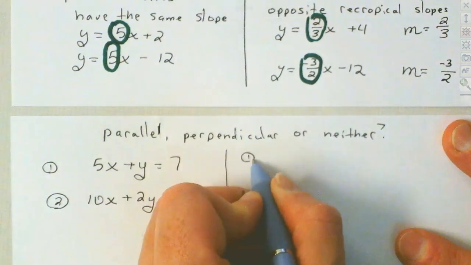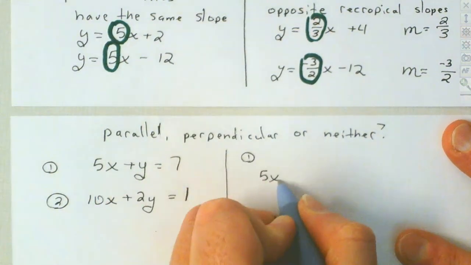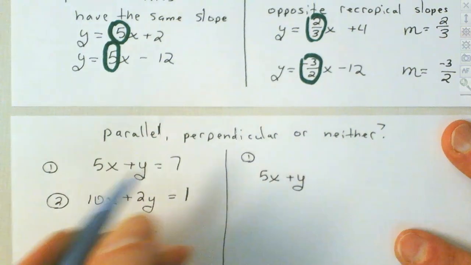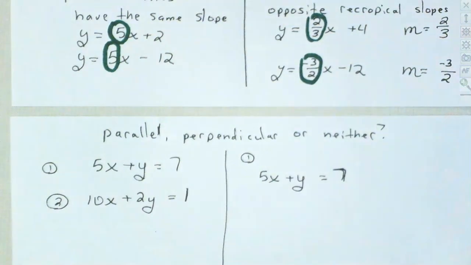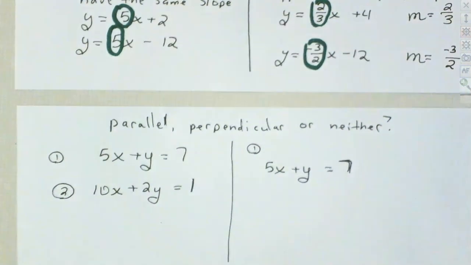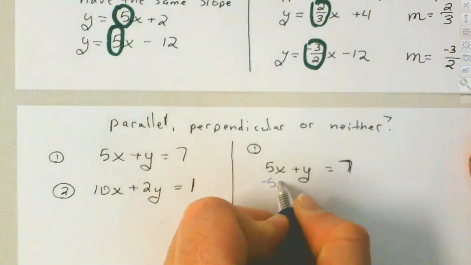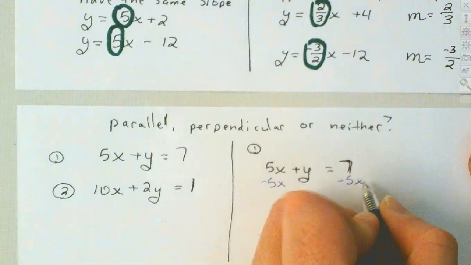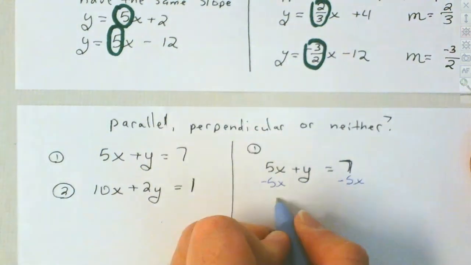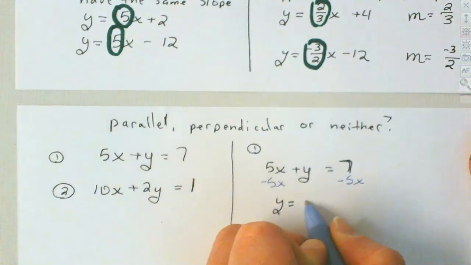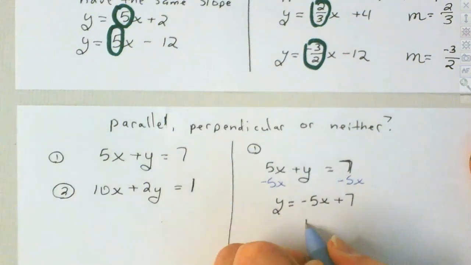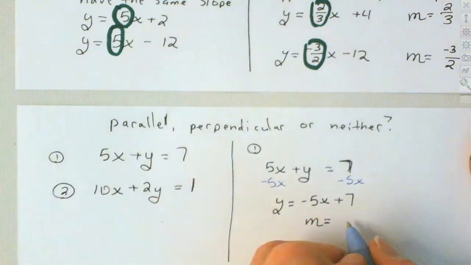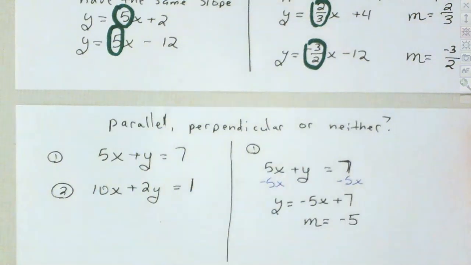Let's take our first equation. These are pretty simple to work through. 5x plus y equals 7. How would I solve this one for y? What would I do? I would take the 5x off, right? And that is going to then leave you with y equals now a minus 5x plus 7. So what is your slope here? Minus 5.